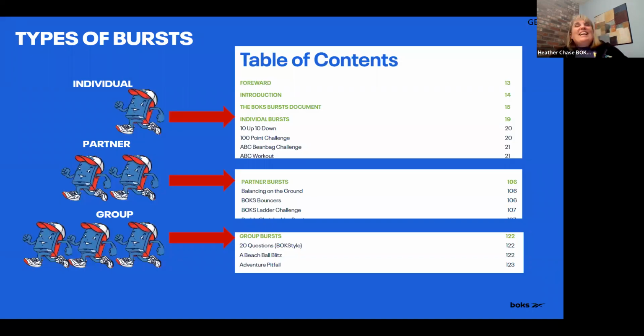The way they're organized, we have individual bursts, which are designed so the kids can do them by themselves. They could do them at a desk in the classroom, or at home during virtual learning, but it's designed more like a challenge yourself. Then we have partner bursts, usually 2 people, but sometimes 2 or 3, to do a challenge together. You definitely need a couple of people. The group bursts are more game-ish, more for a whole classroom to do together, and there's lots of teamwork and different things in there for groups.